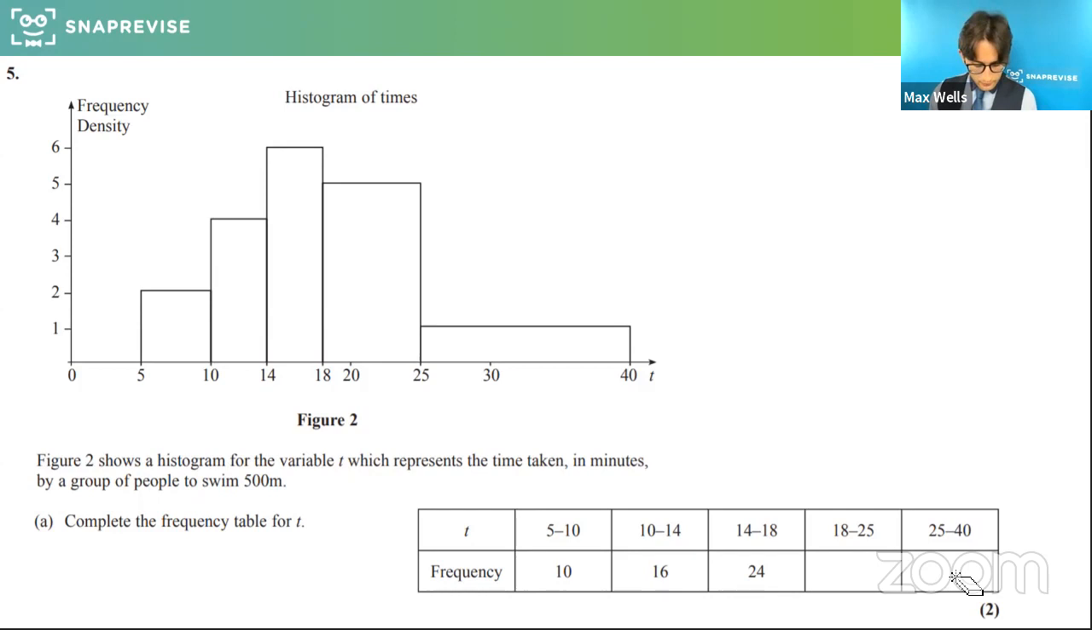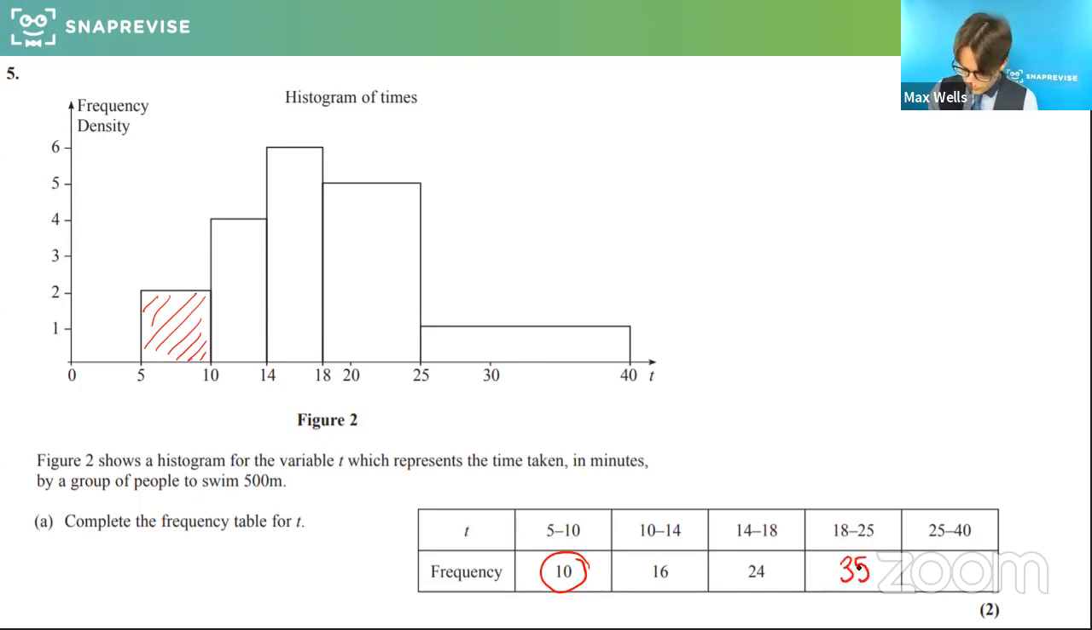Absolutely, yeah. So hopefully you've noticed that this area here represents a frequency of 10, and it's 5 wide, and it's got a frequency density of 2. So it's got an area of 10, and it represents a frequency of 10. So this is quite a nice one. So absolutely, well done. We're flying through these first questions already. That first answer is going to be 35.